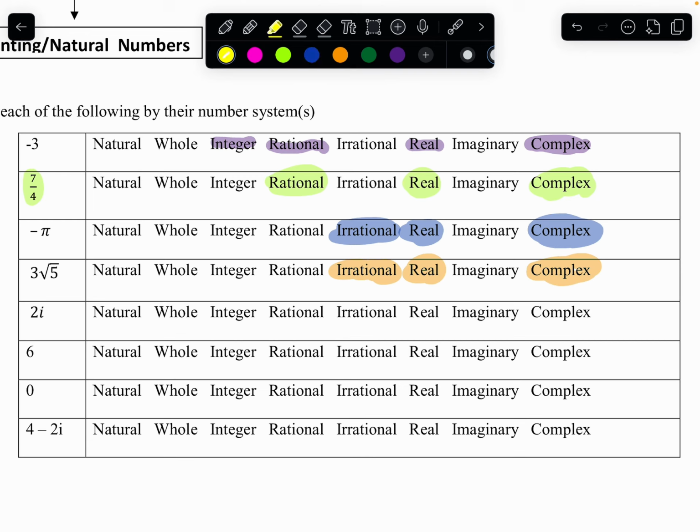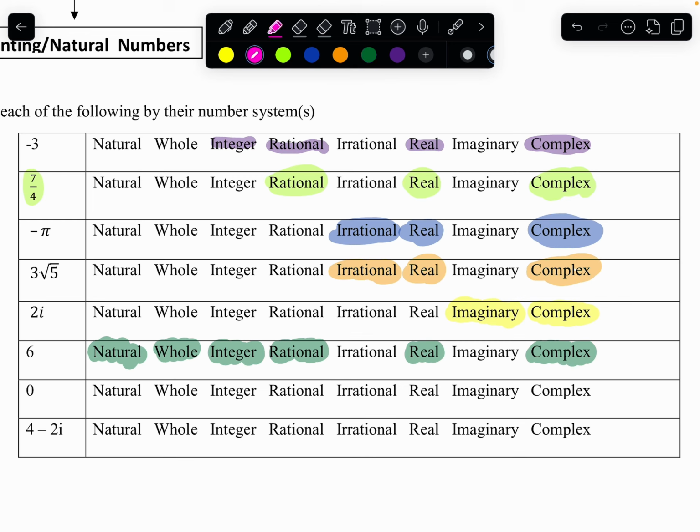2i, well, the fact it has i means it's imaginary, but it's just i, so that's why it's just imaginary and complex. 6 is a special one. It's a natural number, which means it's a whole number, which means it's an integer, which means it's rational, which means it's real, which means it's complex. It's not irrational because it can be written as a fraction, and it's not imaginary because it's not i.